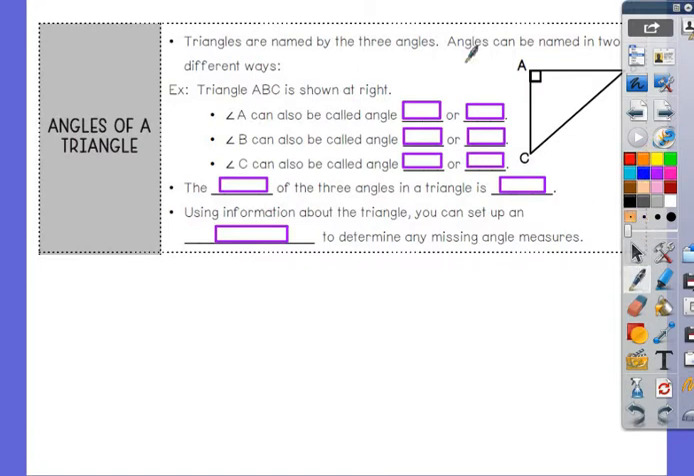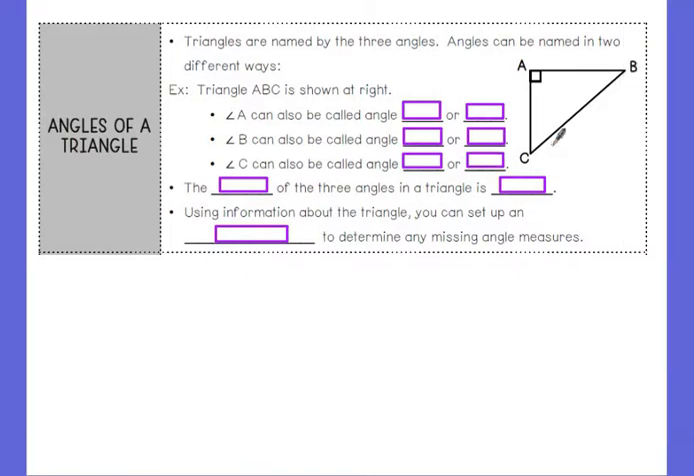Let me get my pen. Angles can be named in 2 different ways. For example, I have a triangle ABC here. It's shown right here. If I'm talking about angle A, obviously I'm talking about this angle right here. Angle A is one way I can call it, or I can call it by its 3 angles.